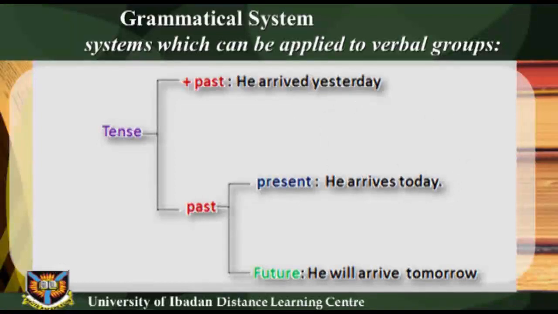Tense, positive past. Example, he arrived yesterday. Present, he arrives today. Future, he will arrive tomorrow.